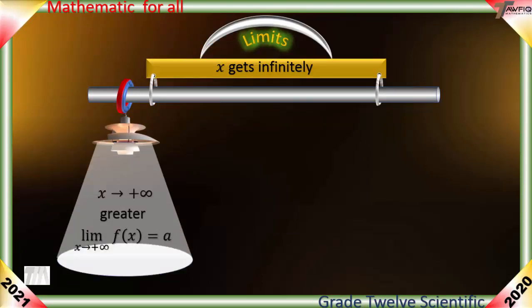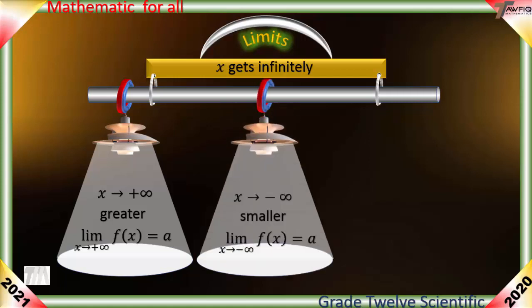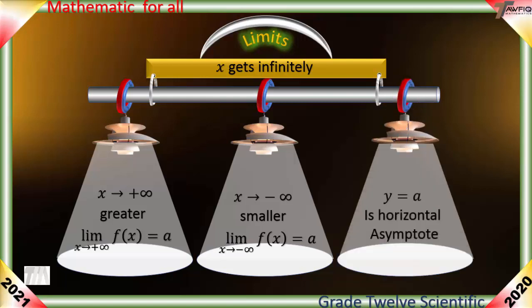If x approaches positive infinity, that means if x becomes greater and greater, the limit of f(x) is equal to a. And if x approaches minus infinity, that means when x becomes smaller and smaller, then the limit is equal to a. That means y equals a is a horizontal asymptote.